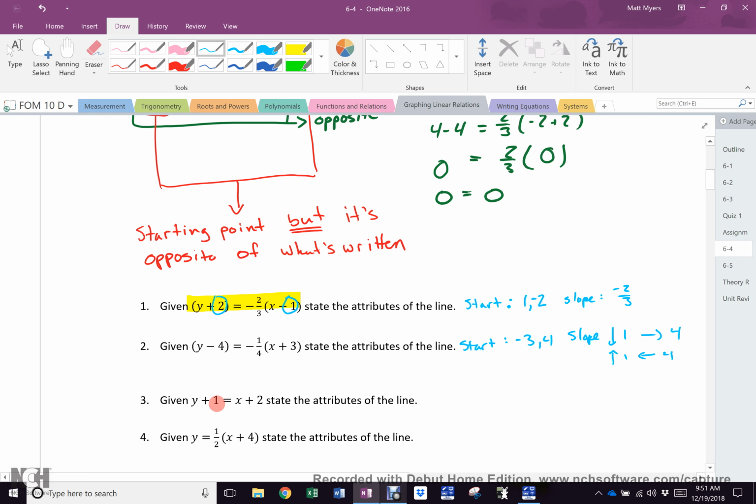What about 3? 3 looks different. Look carefully. -2 and what is my starting point? -2 and -1. Okay, and what's my slope? You have 1. Yes, you do. Say it loud, Tiffany. 1 over 1. Why?